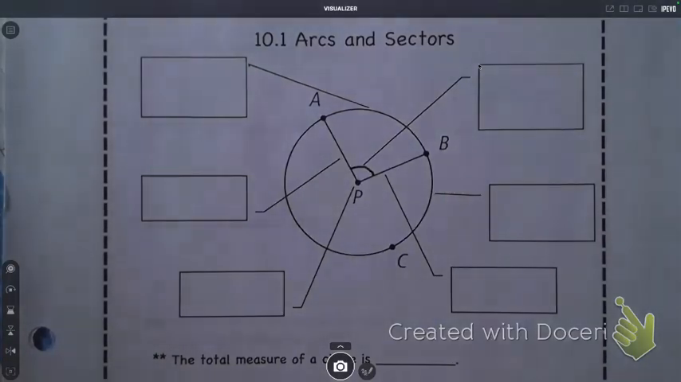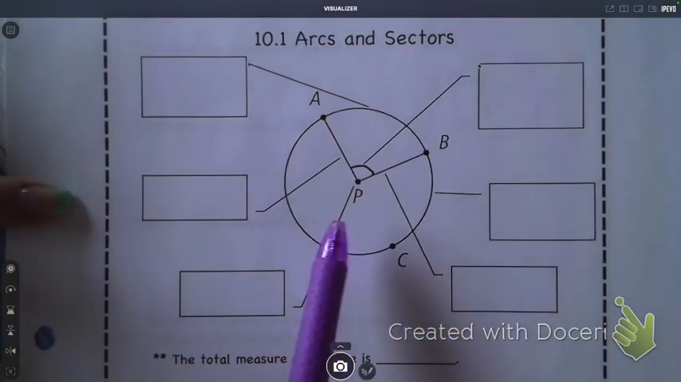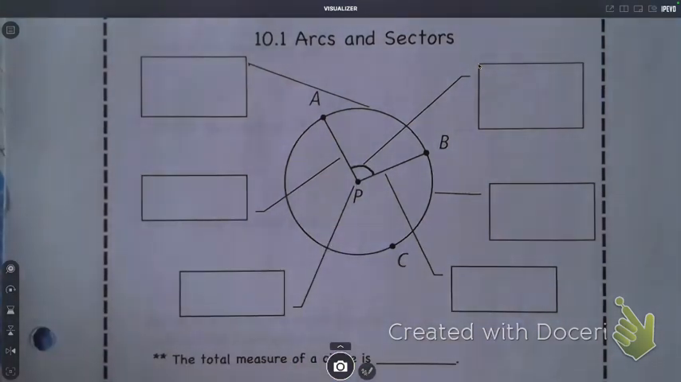Okay, 10-1, arcs and sectors. Well, obviously it's dealing with what? What is this? A circle. I said this is our circle unit. We did area and perimeter, and then we did equation of a circle. And now we are going to do area and arc length of a sector.